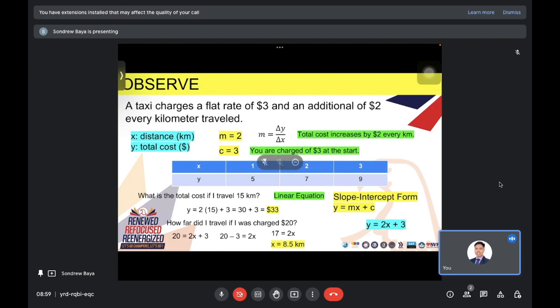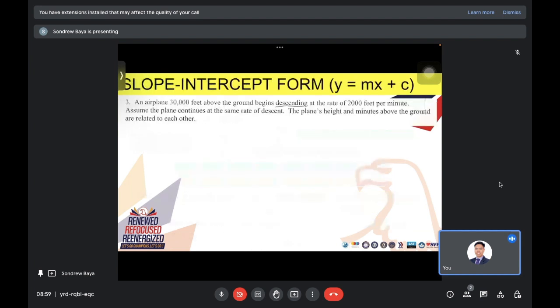And that's how useful a linear equation is, because you can find any quantity given the value of the other quantity. You don't have to come up with a table. You can just do it any time with the equation. Let's have another question. Let's consider another question. So pause for a while and read this situation.